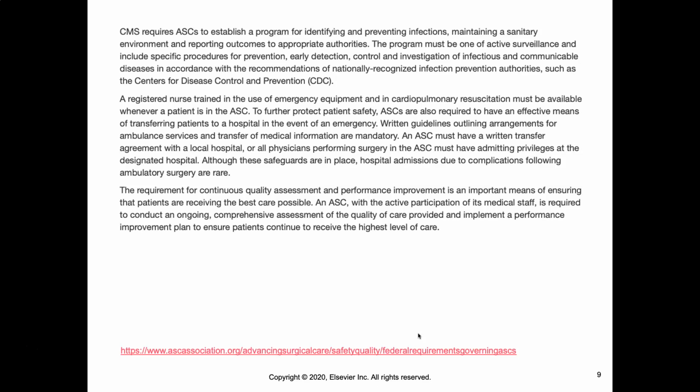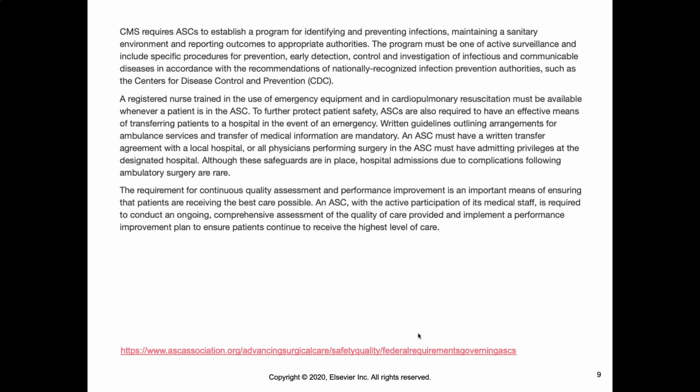All of that. They have to have written guidelines outlining arrangements for ambulatory services, transfer of medical information, and a written transfer agreement with a local hospital, or all the physicians performing surgery in the ASC must have admitting privileges at the designated hospital. All these things have to be in place before the ASC can even open and function, and they have to be done on an ongoing basis.